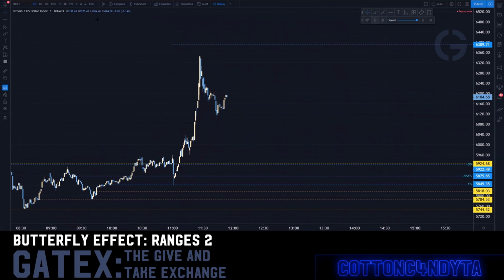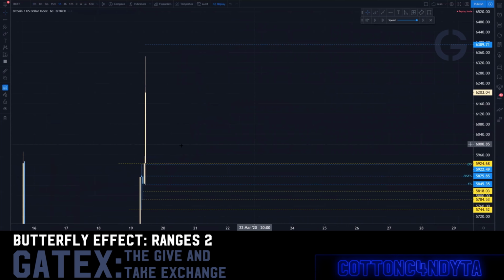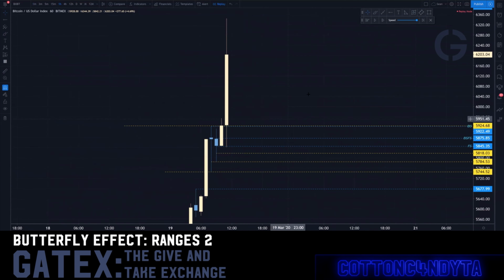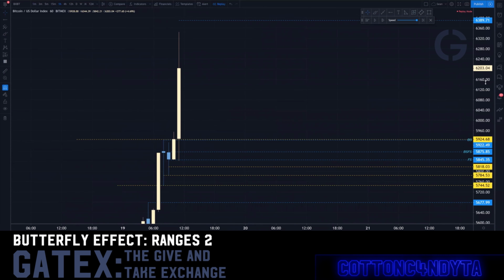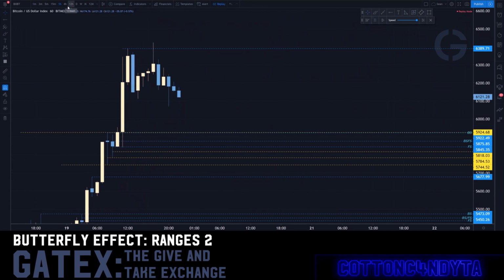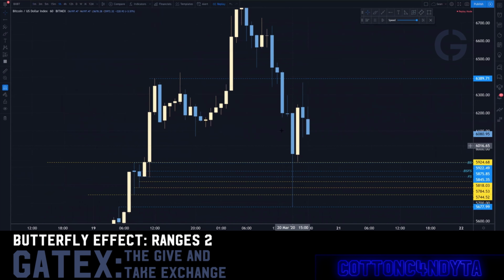So we just broke down a little piece. And if we go to the hourly, you can see all we really broke down was this little tiny section right here. This is all we did. We just broke down this little section, right? That's quite simply all we did. So we're just going to let this play out and see kind of what happens.